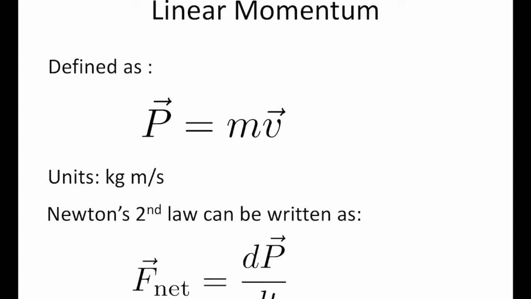Okay, the unit of momentum is kg meters per second. There is no particular name for this combination of units, it's just called kg meters per second. All right, so that's the definition of momentum. Interestingly, Newton's second law can be written in terms of momentum. So let's see how we would do that.